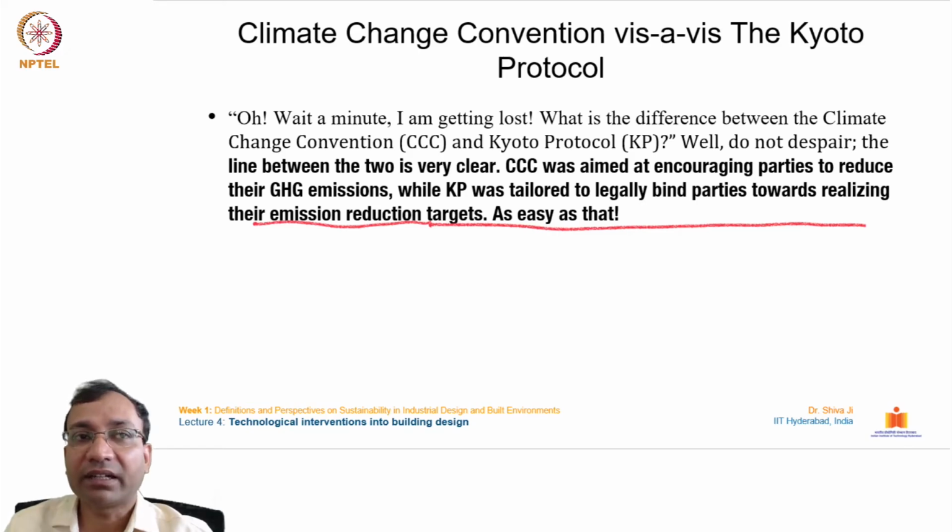Well, CCC was to bring everyone together to discuss at the same table. So everyone agreed, but the Kyoto Protocol was a binding one, which legally bound these countries to start reducing their emissions. So I hope you understood.